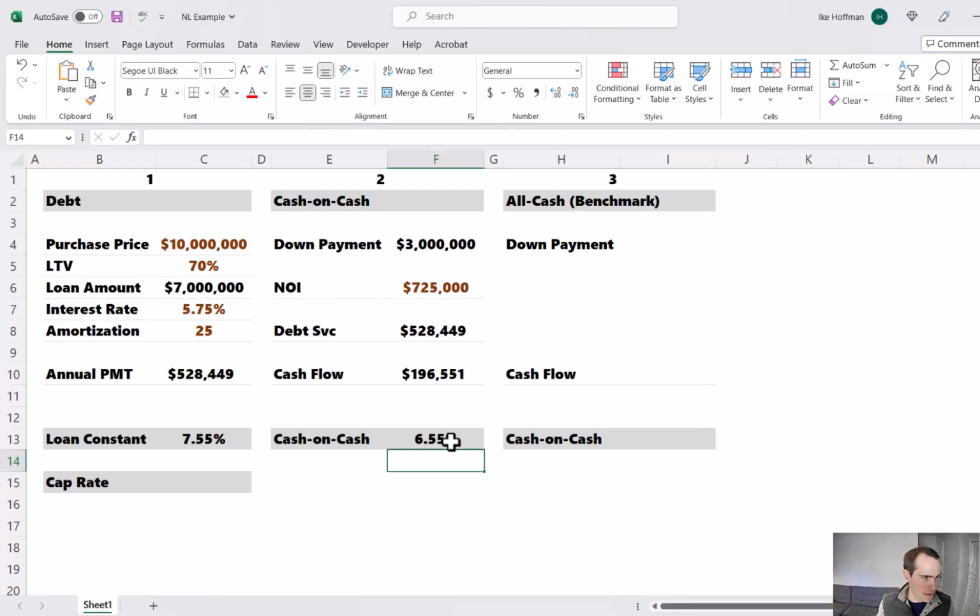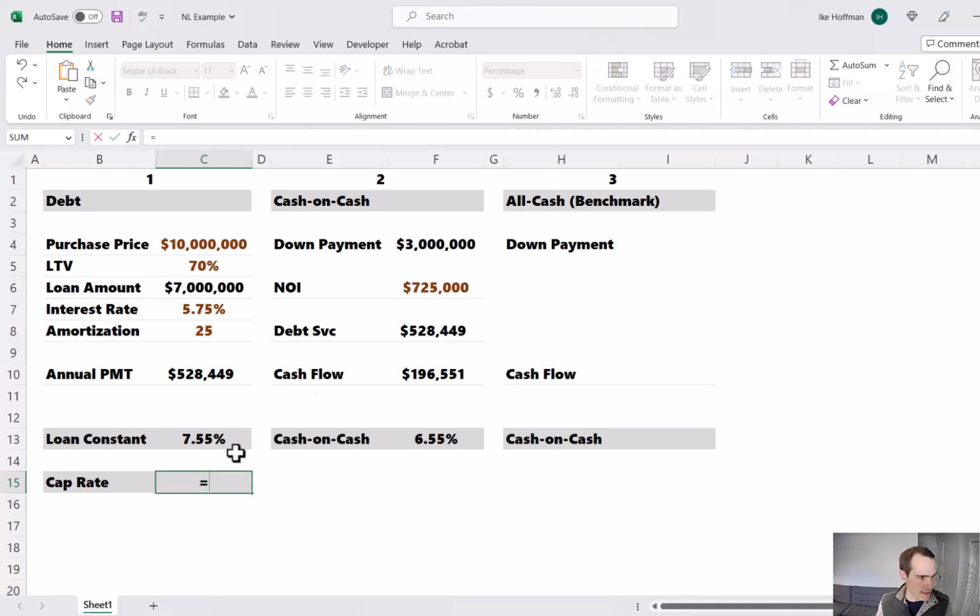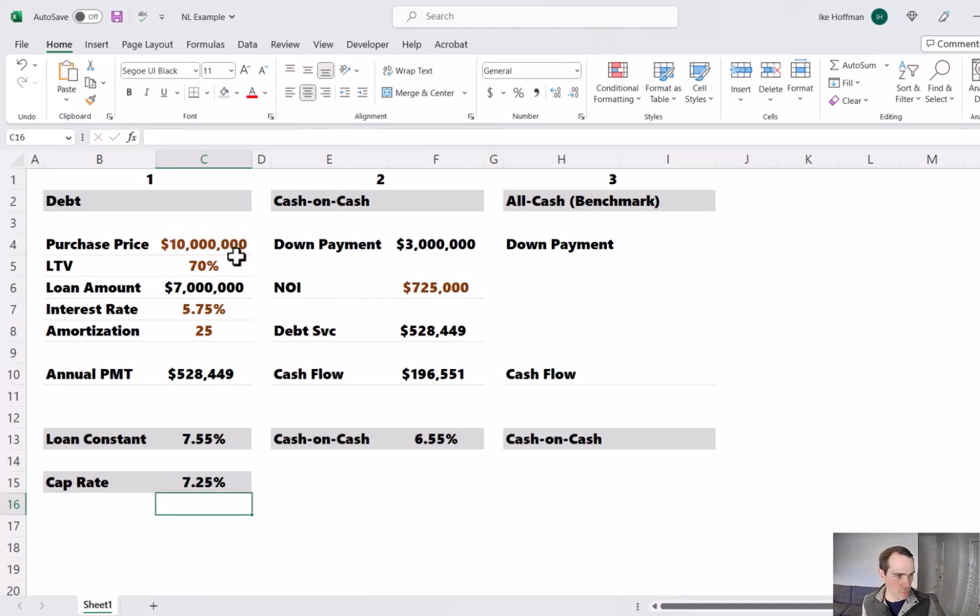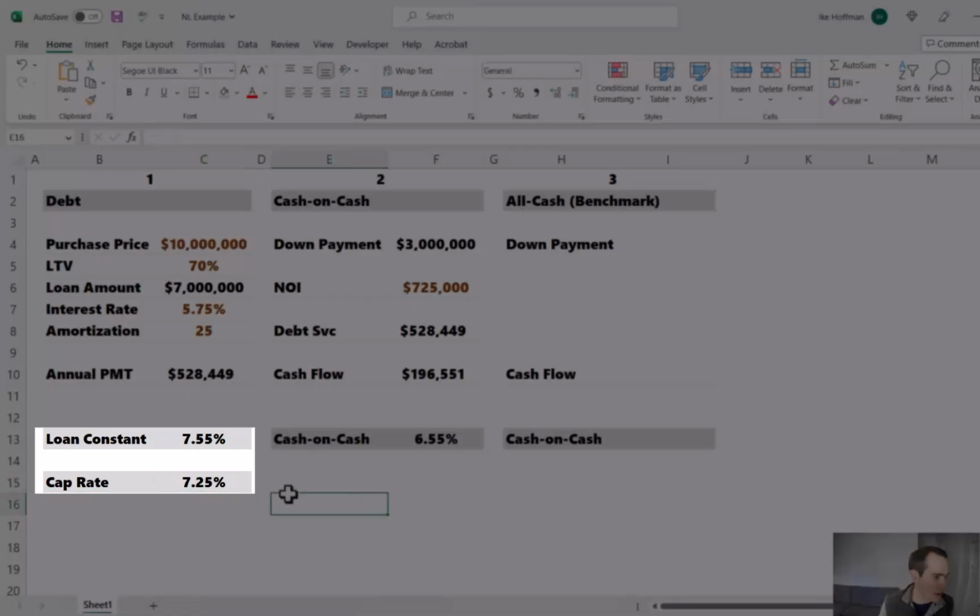Now that we have this scenario entered, I also want to calculate a cap rate. So we're just going to take the NOI divided by the purchase price, and we have a 7.25% cap. When we compare the loan constant to the cap rate, the loan constant is higher. It's 7.55% and the cap rate is 7.25%. So we have negative leverage.